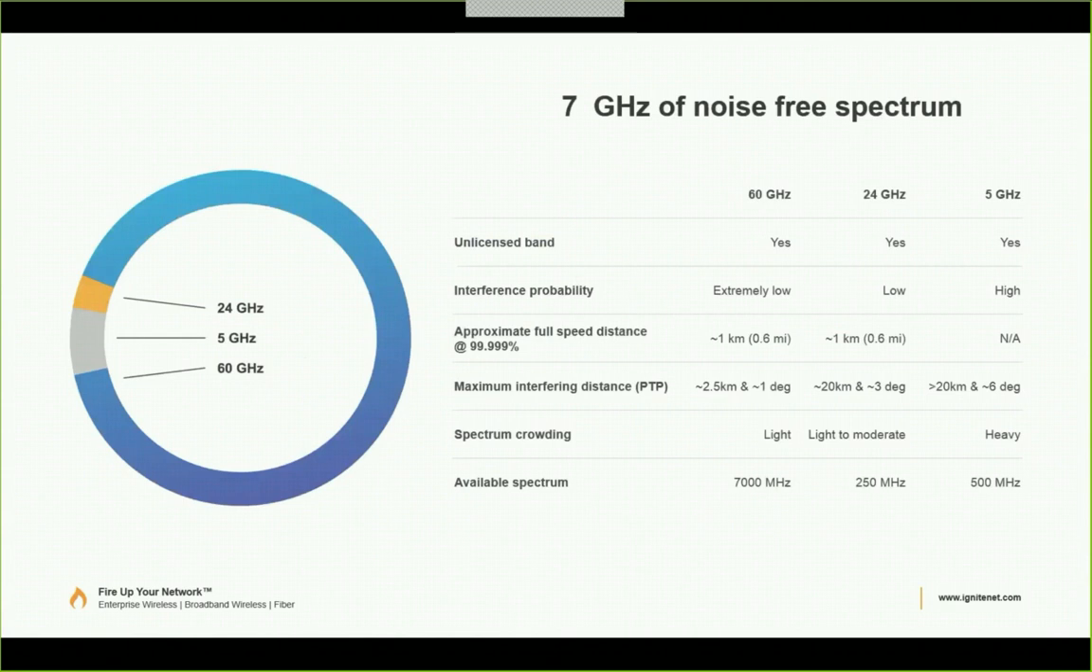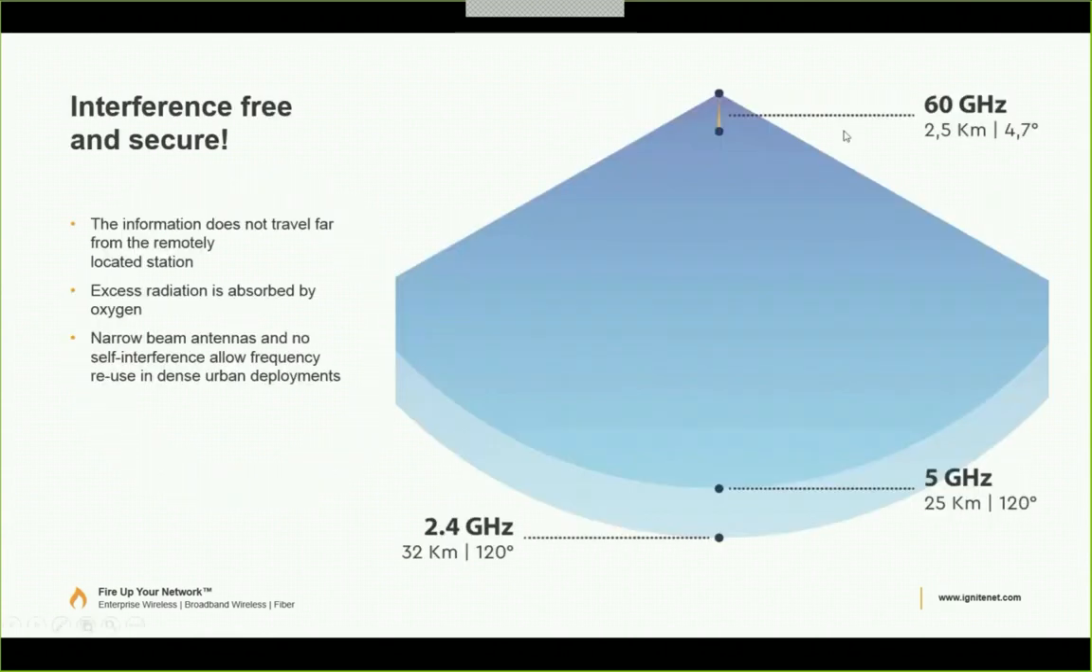The reason why 60 gigahertz, why we're allowed to have so much free spectrum here, is because the maximum interfering distance is very small as compared to other bands. As you can see in this picture, 5 gigahertz and 2.4 gigahertz go very far as compared to 60 gigahertz. So people are more likely to interfere with each other on 5 gigahertz and 2.4 gigahertz, as well as interfere with themselves.